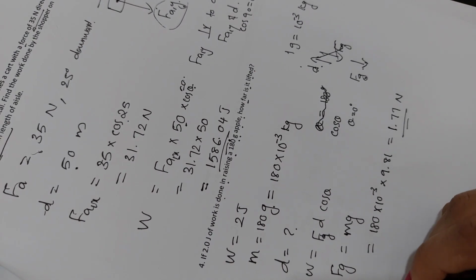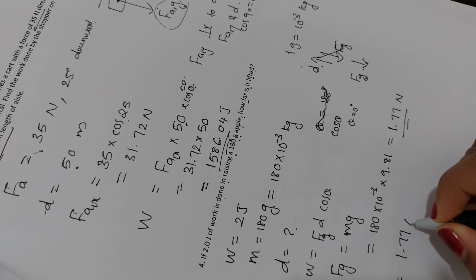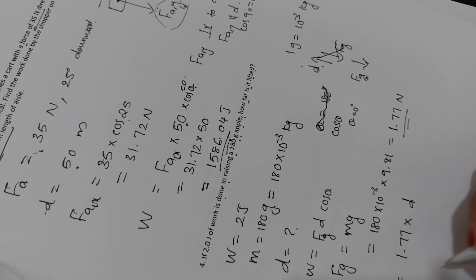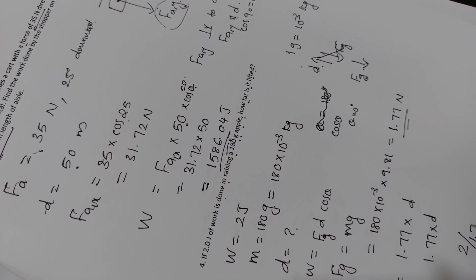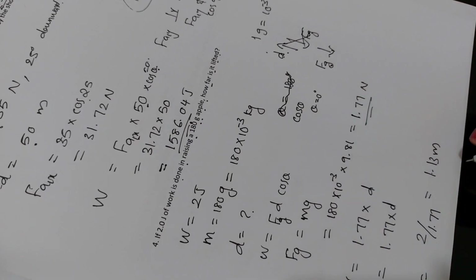So the work done is equal to 1.77 into the distance. The work done, we know, is 2 joule. So 2 joule equals 1.77 into d. D equals 2 by 1.77. So the answer is around 1.13 meter.